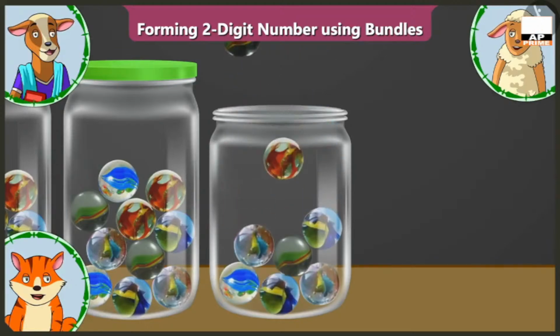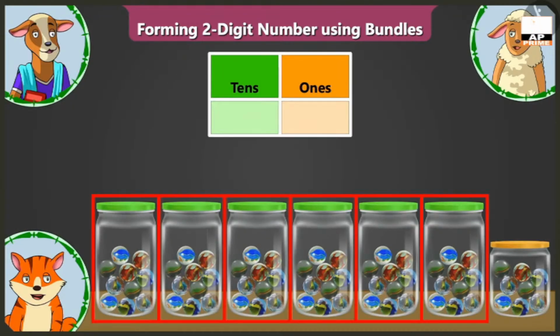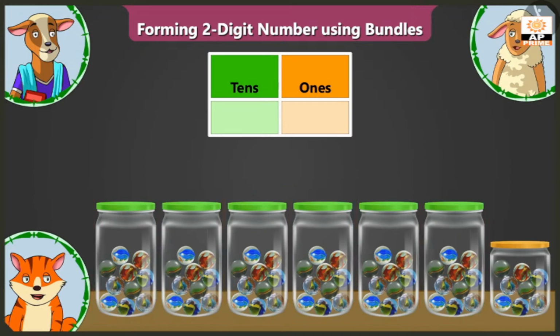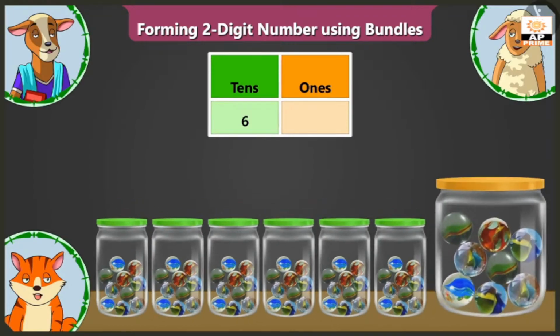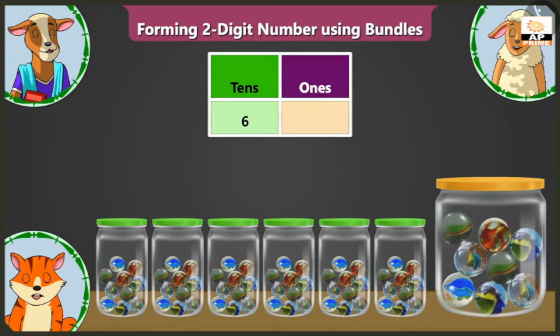Now tell me, Lily, how many marbles are there in total? Here in the first 6 jars, there are groups of 10 marbles each. That means there are 6 groups of 10 marbles each. That is why in the tens box, we have to write 6. Well done, Lily. Now in the 7th jar, we have put 1, 2, 3, 4, 5, 6, 7 and 8 marbles. So in the ones box, we have to write 8.